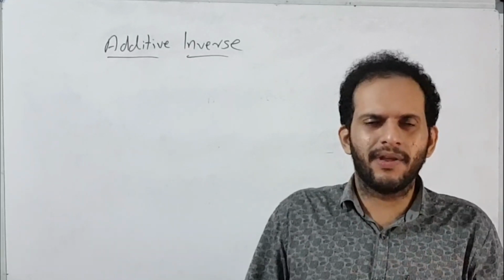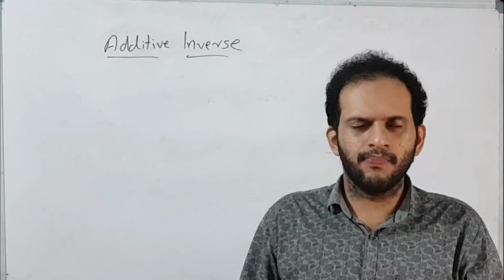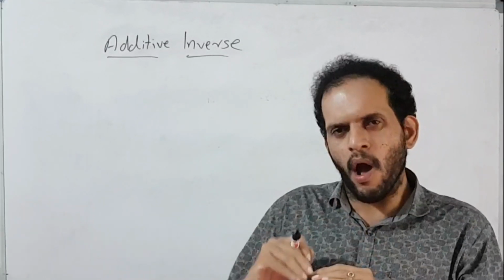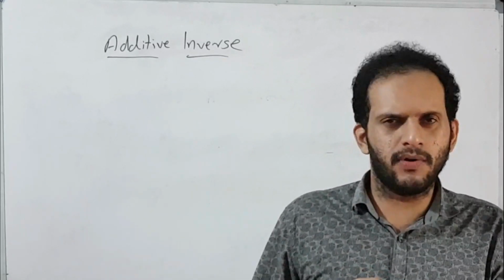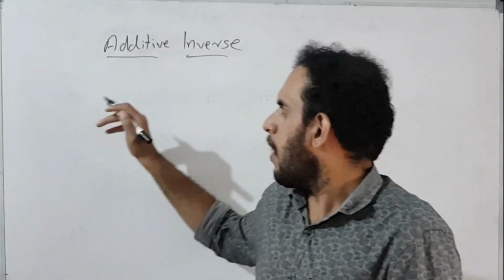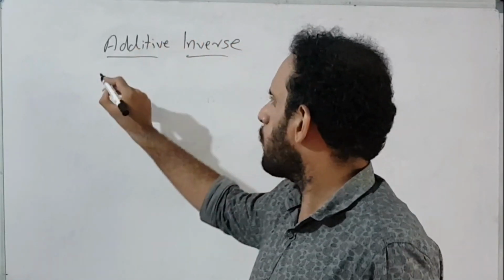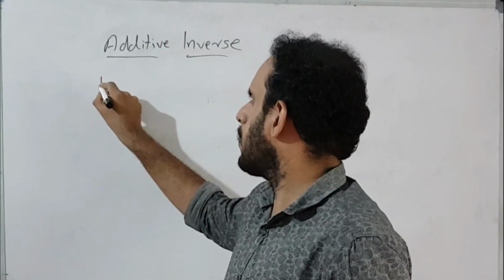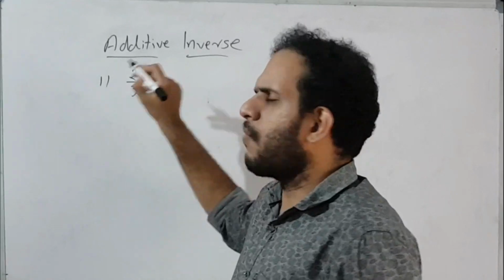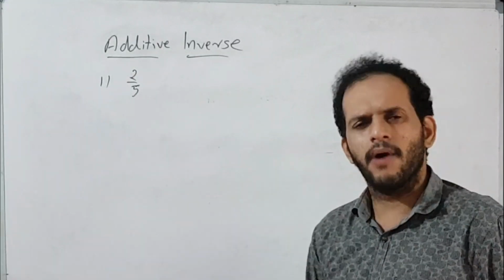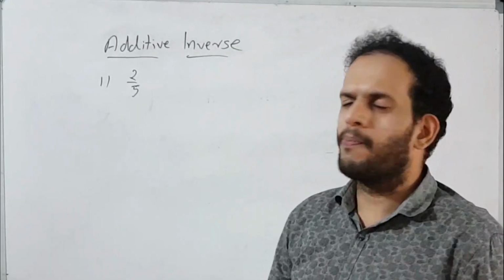The additive inverse of a negative number is positive. Here we are discussing the idea of how to write the additive inverse. What is the general idea behind the additive inverse? First, we want to write the additive inverse of 2 by 5. Then what is the additive inverse of 2 by 5?